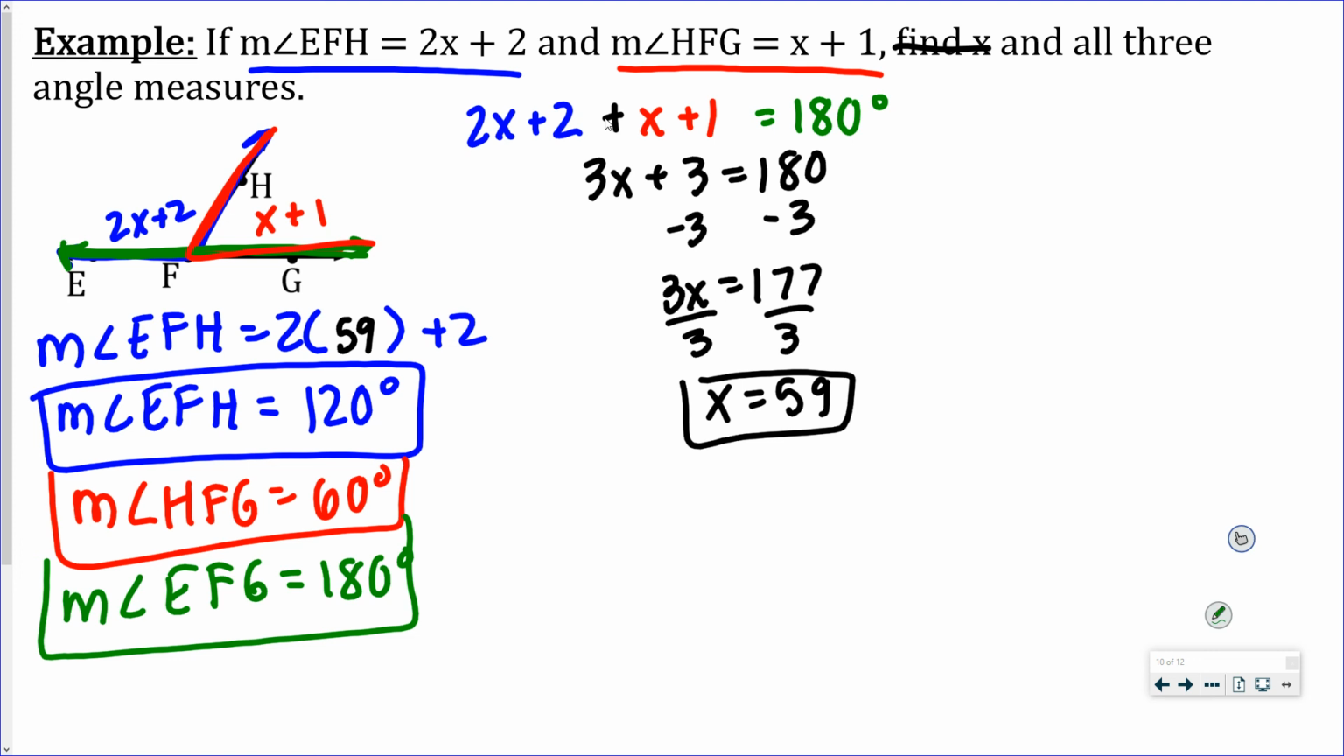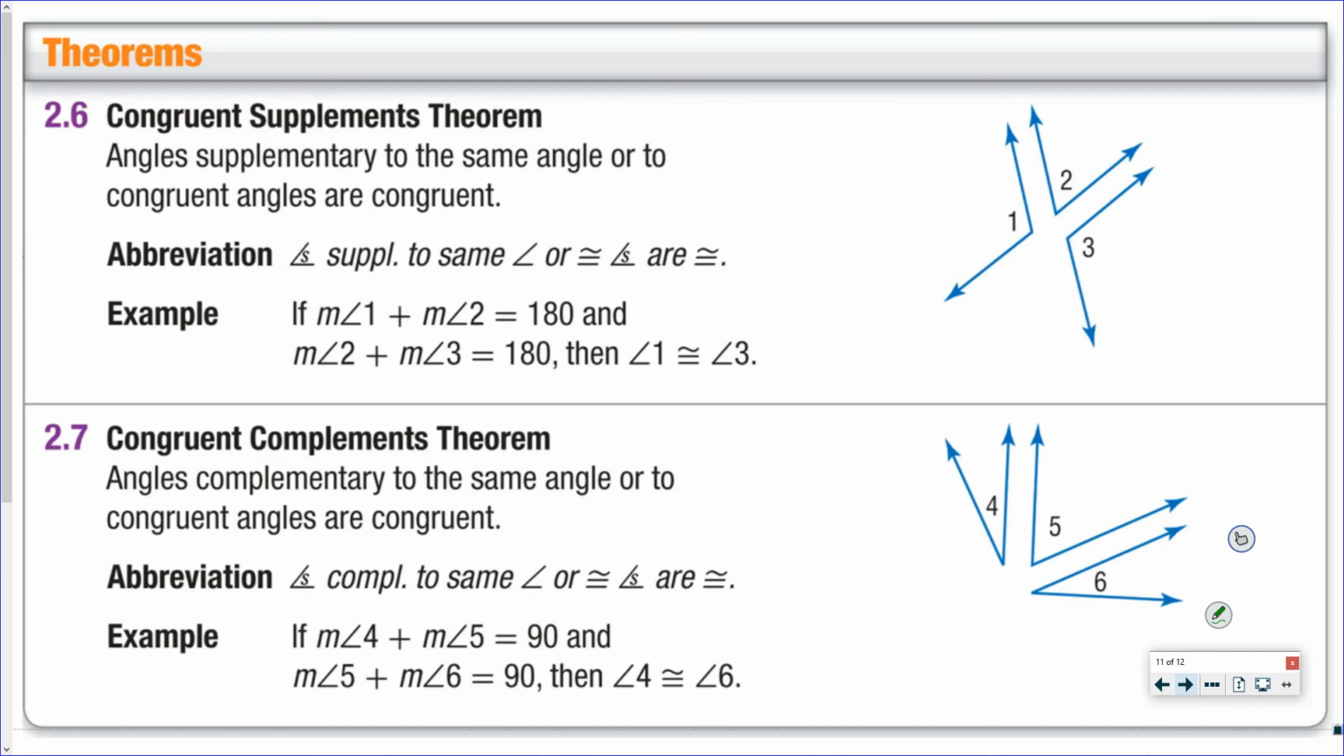All right, three more theorems we've got to talk about. Now, these ones are technically new for you, but it's pretty much common sense, okay? If we know that angles are supplementary to the same angle, then those angles have to be congruent. That's what this congruent supplements theorem is saying. So look at my picture over here. If the measure of angle 1 and the measure of angle 2 total 180, and the measure of angle 2 and the measure of angle 3 total 180, then angle 1 and angle 3 would have to be congruent, right? Because you're using that measure of angle 2 to add to both of them to total 180.